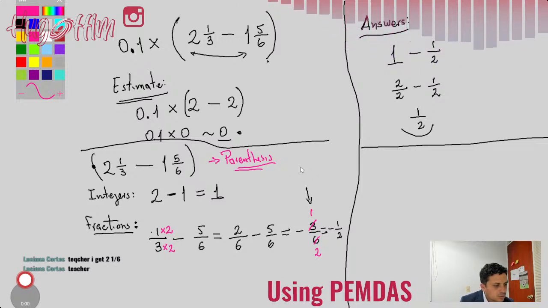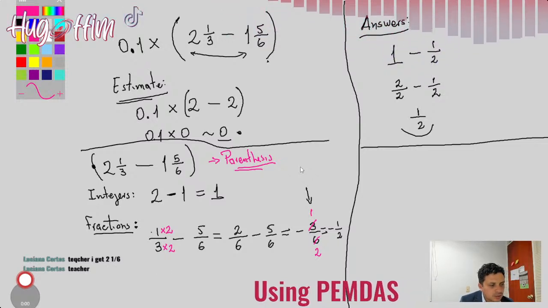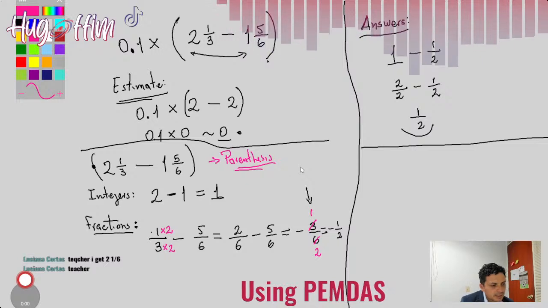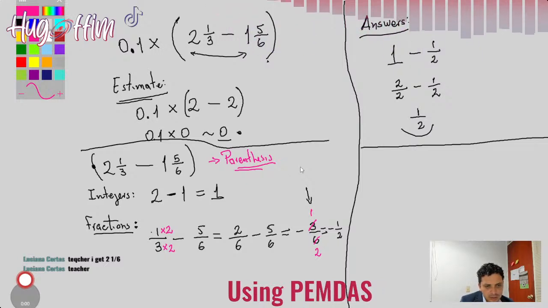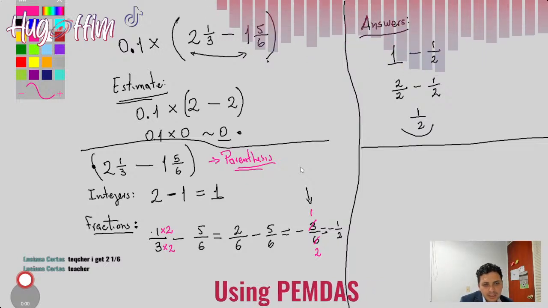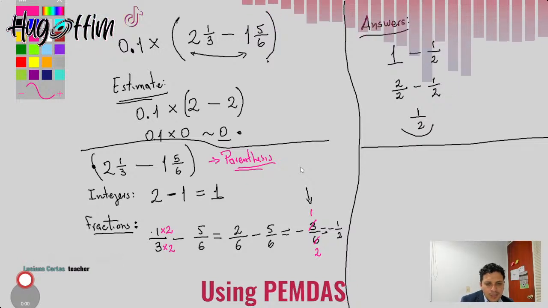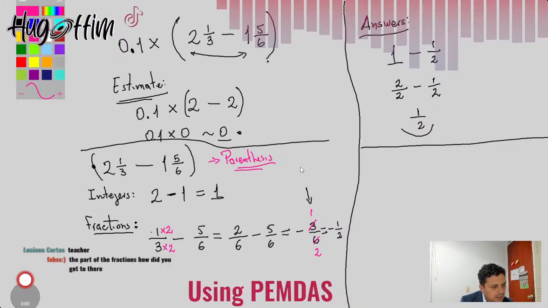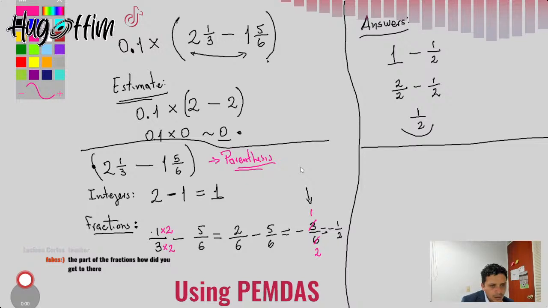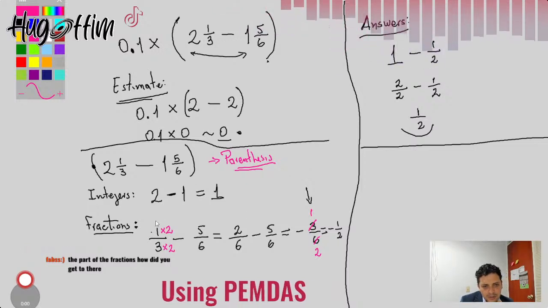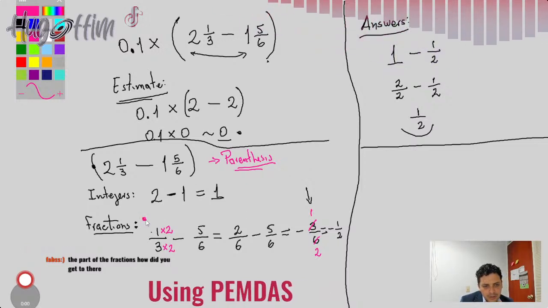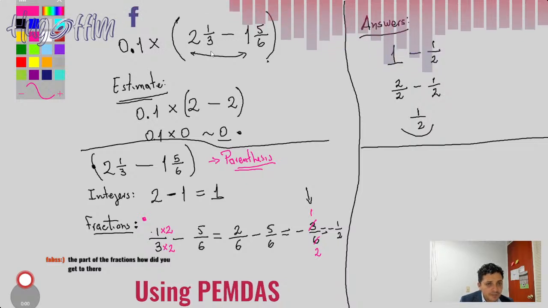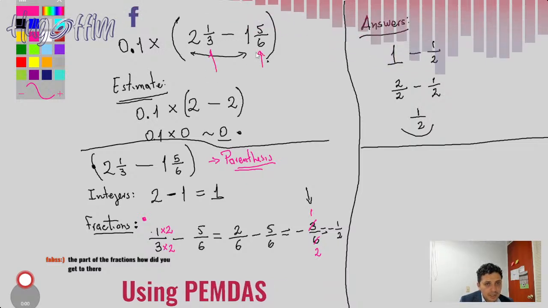You got 2 and 1/6. Why did you get 2 and 1/6? I don't know why you got 2 and 1/6. The part of the fractions again, here. Remember that you just need to take the fractions with the sign.